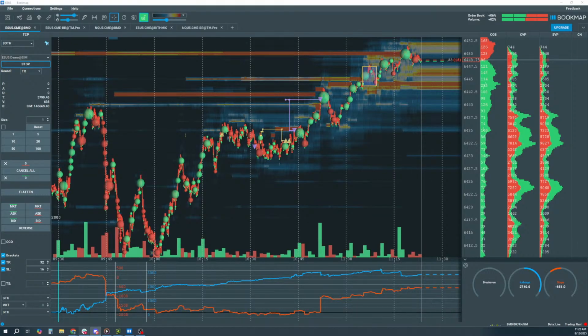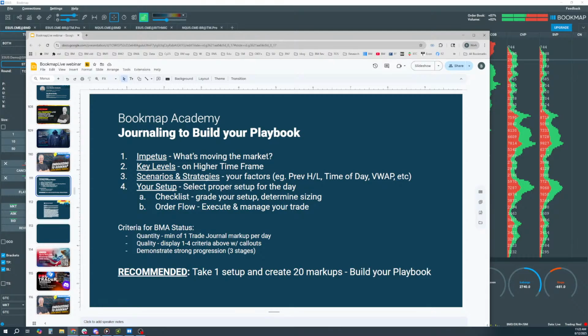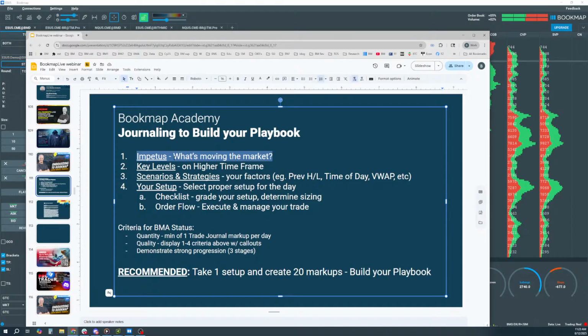Let's go back to that slide. It's so important that we know what's moving the market. It's so much easier when we know what's moving the market. Then our key levels are also pretty well defined, and we look for the strategies to work within the impetus and the key levels. And then finally the setup, which is just a checklist. You will have to determine your risk and your sizing, but this is just execution at this point, number 4.